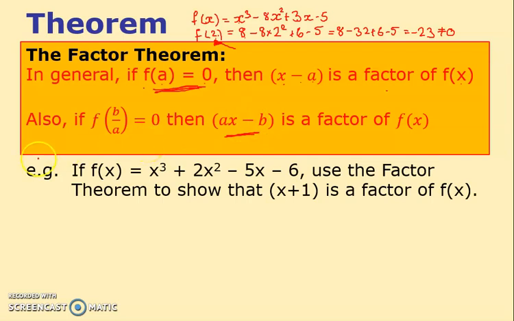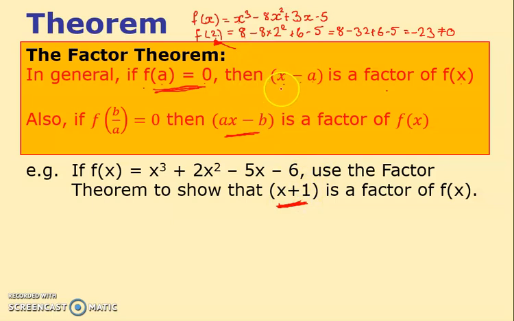Let's do an example. I've made up a different function; you can see it's broadly the same as the one I made up here. x cubed plus 2x squared minus 5x minus 6. Use the factor theorem to show that this is a factor. Well, that's the other way around, totally. It doesn't tell me to put a number in and see what I get. It says, I want to show that this x plus 1 is a factor.